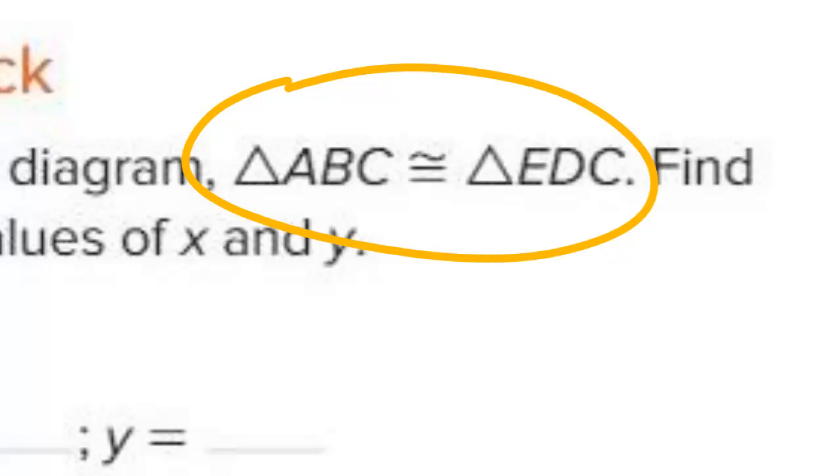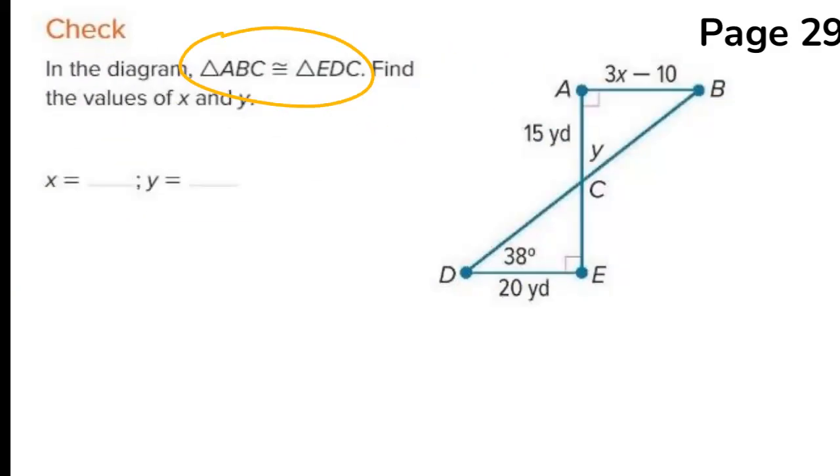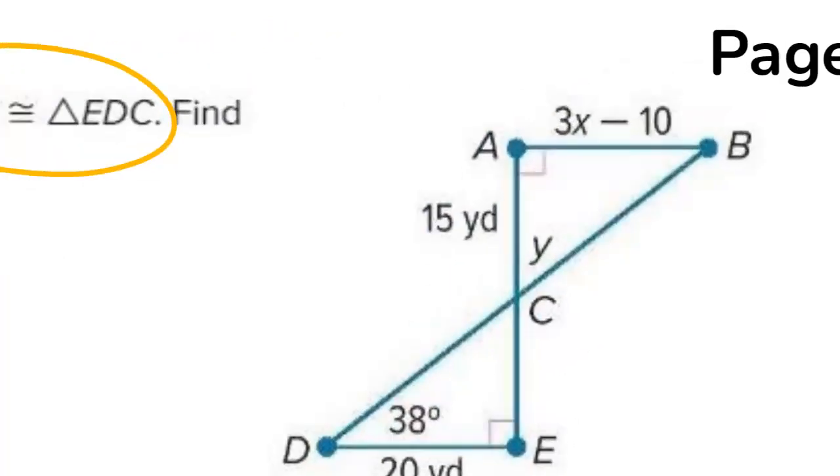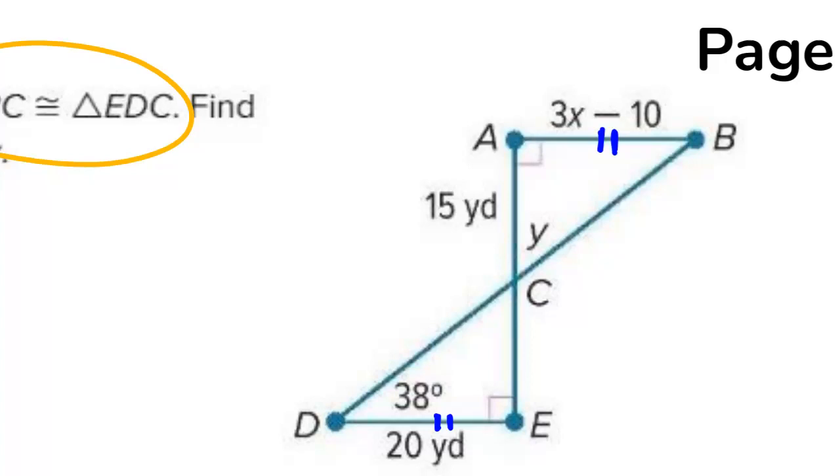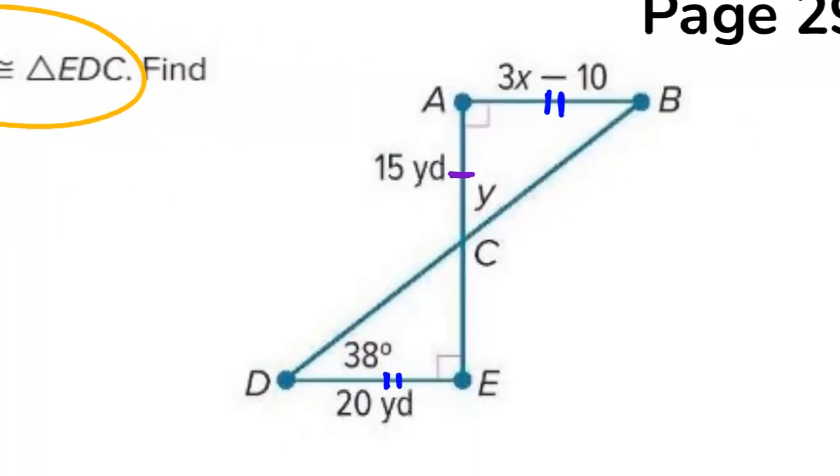Which sides are congruent according to our triangle congruence statement? AB and DE? Yeah, AB and DE. What else? AC and DC, this one here? Yeah. I don't think so. AC and CE.